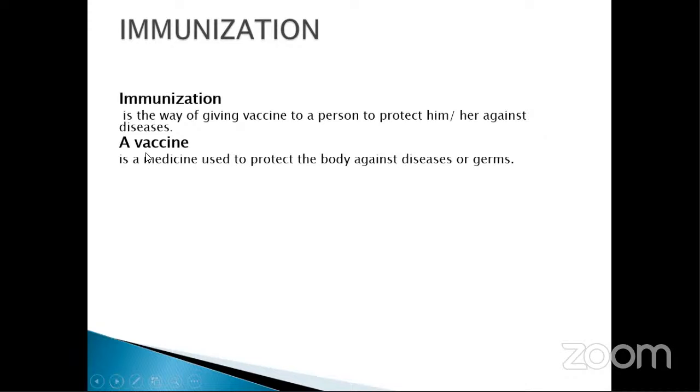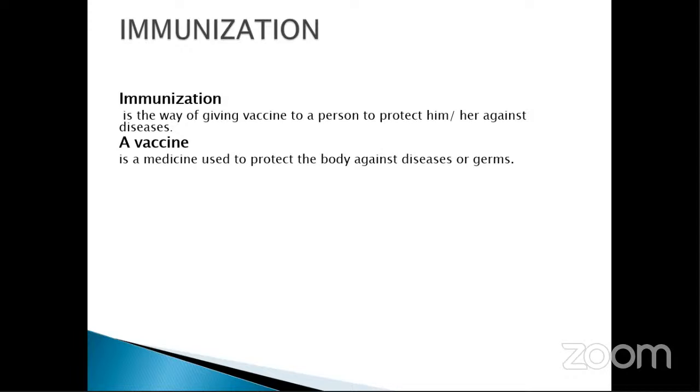So immunization, we said that is a way of giving vaccines. And we have also said that a vaccine is medicine. So the most important thing that I want all of you to know: when they talk about immunization, you should know that that is when vaccines are given to people. The process of giving vaccines to people is what we call immunization. Why do you give vaccines to people? It is to protect those people from diseases.